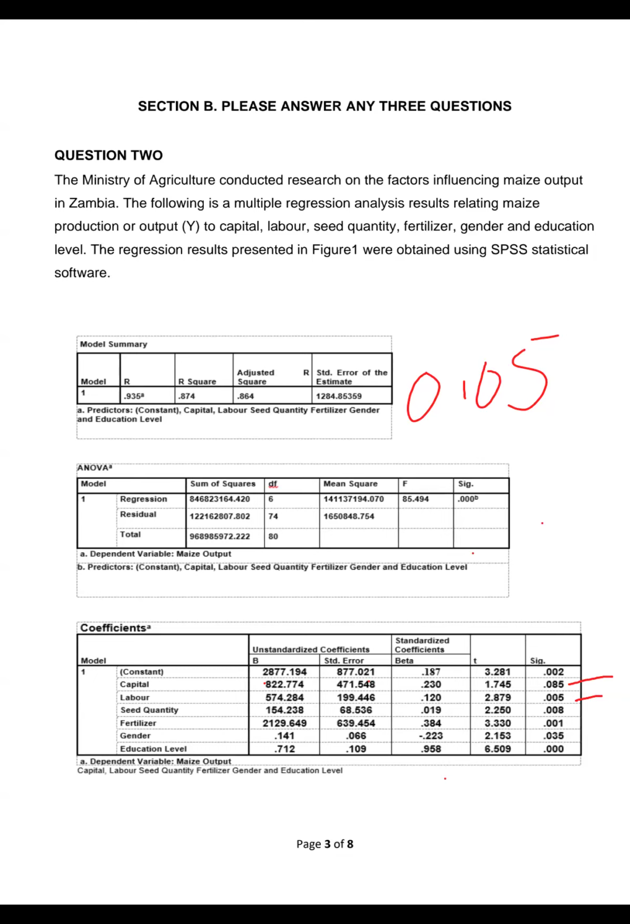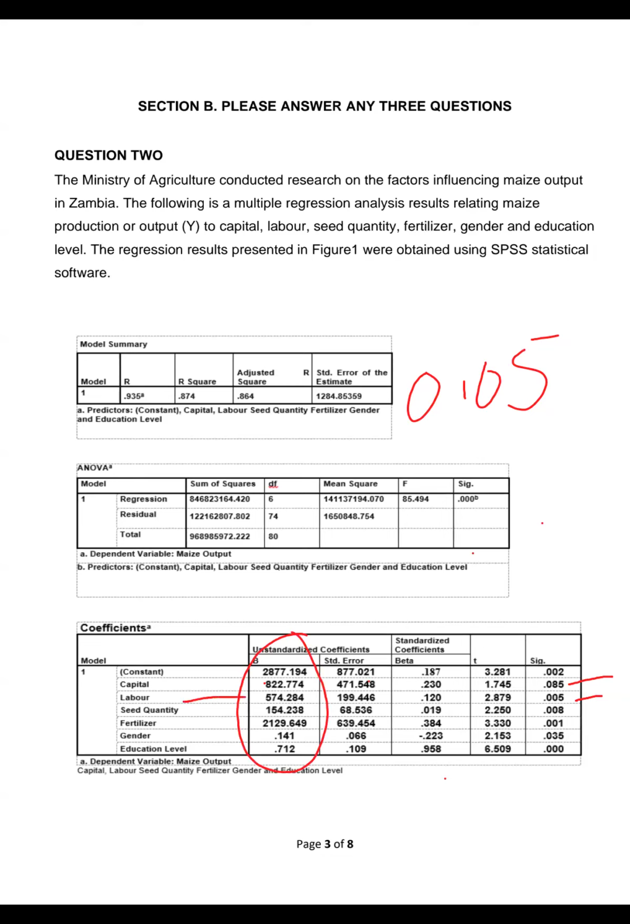A unit increase in capital increases the maize output by 822.77 units. How are you getting the 822? It's here, it's a coefficient. You interpret the coefficients now. These coefficients, the betas. These are betas, right? No, I didn't see the 822.